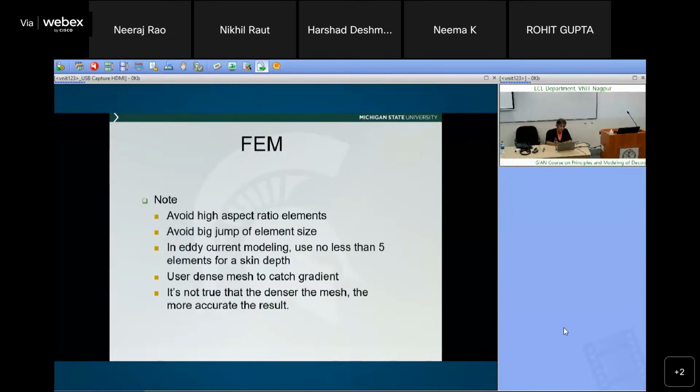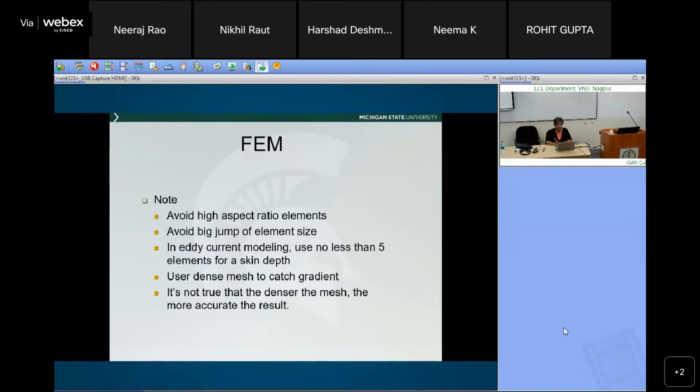So in eddy current, whenever you have a skin depth phenomenon, the guiding rule is that you should have at least 5 elements within 1 skin depth. Okay, use a dense mesh to catch the gradient. This is what I talked about. It's a large, rapid change, so use finer, smaller elements; the mesh density has to be large.